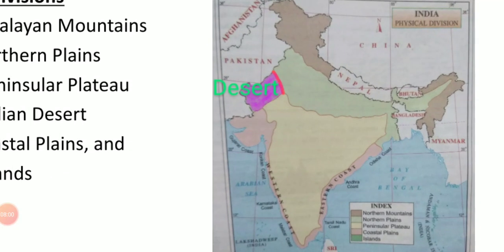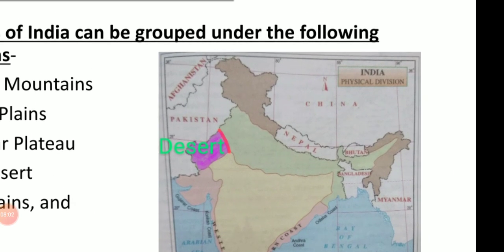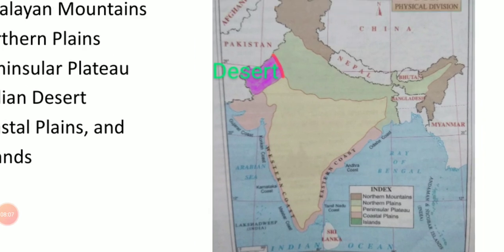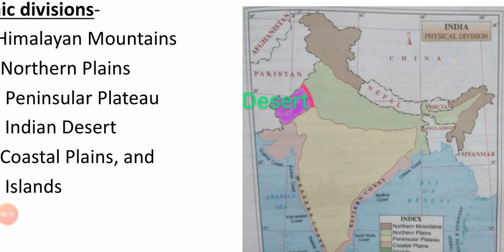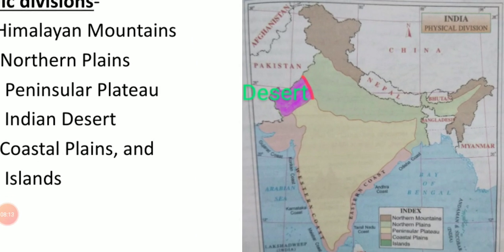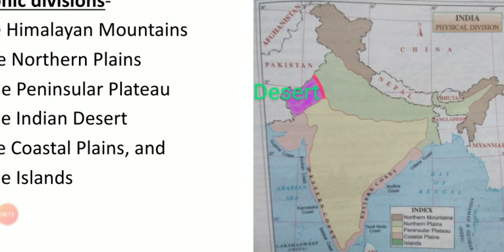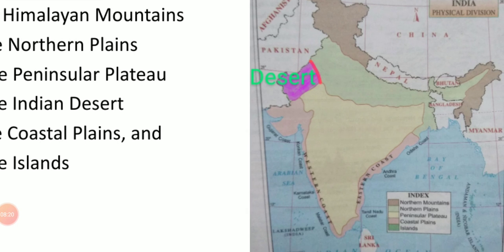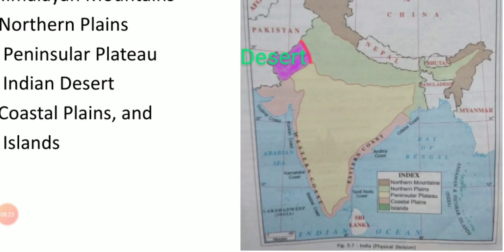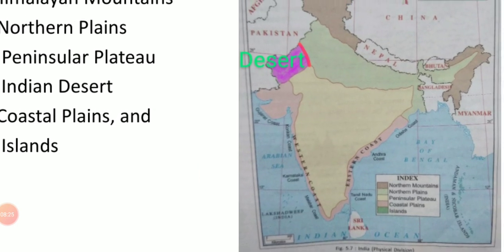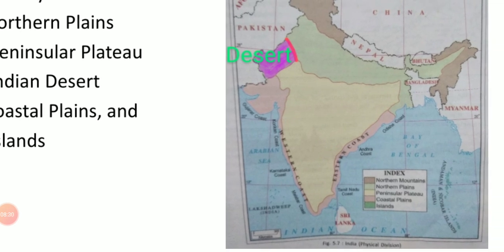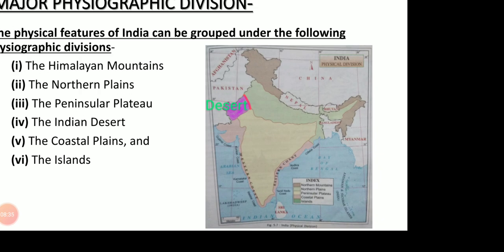Here we see the picture. The upper part of India is the Himalayan mountain region. The southern part of the Himalayan mountains is called the northern plains. The pink colored side of the Indian part is known as the Indian desert. The southern part of India is known as the peninsular plateau. Beside the peninsular plateau is located the coastal plain, and there are 2 islands on the 2 sides of India. One is the Andaman and Nicobar Islands and another is the Lakshadweep Islands.